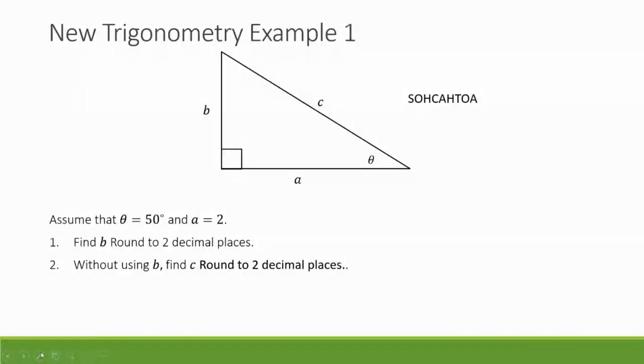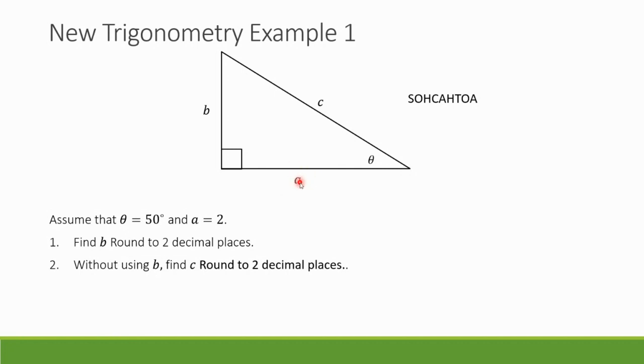So we have a right triangle. Here we have this angle. The Greek letter here is theta. And basically what I'm saying here is theta is 50 degrees. So really we know all the angles in a triangle, because if you add up all the angles in a triangle, you have to get 180 degrees. And here I'm telling you that this side has length 2.